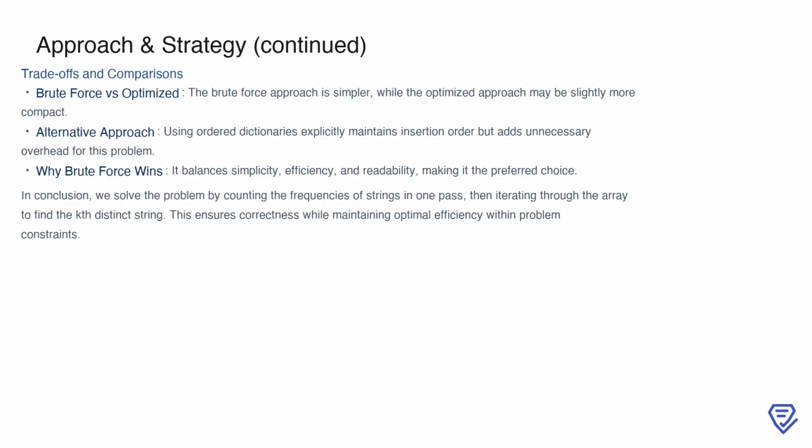Similarly, the alternative approach using ordered dictionaries introduces extra memory overhead and might not be as intuitive for implementation. Ultimately, the brute force method is preferred because it leverages the problem's constraints effectively, ensuring correctness while maintaining optimal efficiency. By simply counting frequencies in one pass and iterating through the array in a second pass, we can solve the problem cleanly and correctly. This approach is particularly well suited for arrays of size up to 10 to the power of 4, making it the best solution overall.